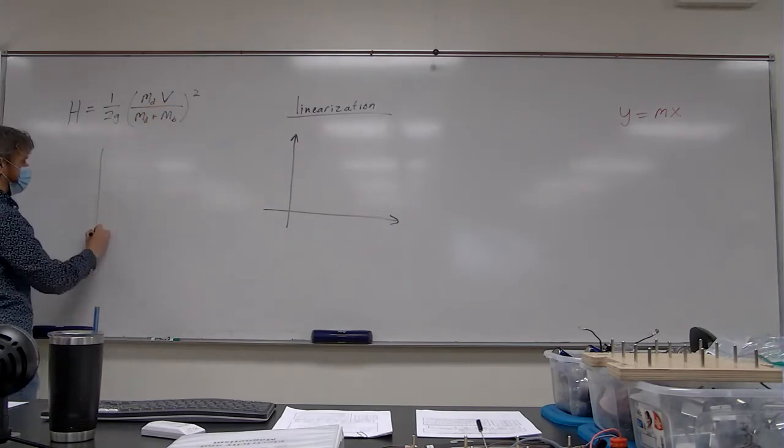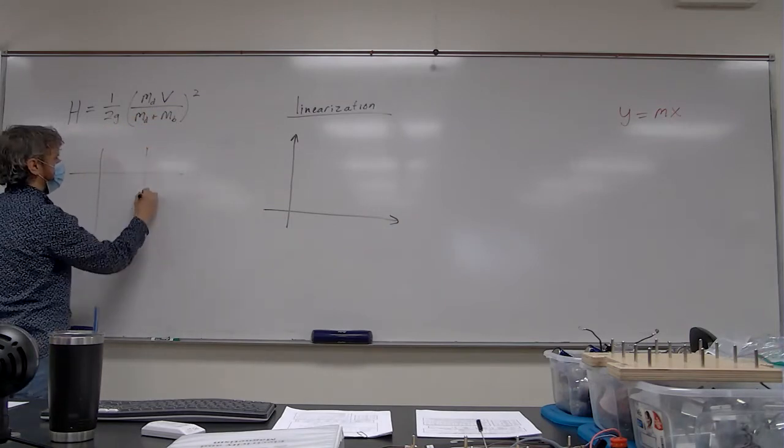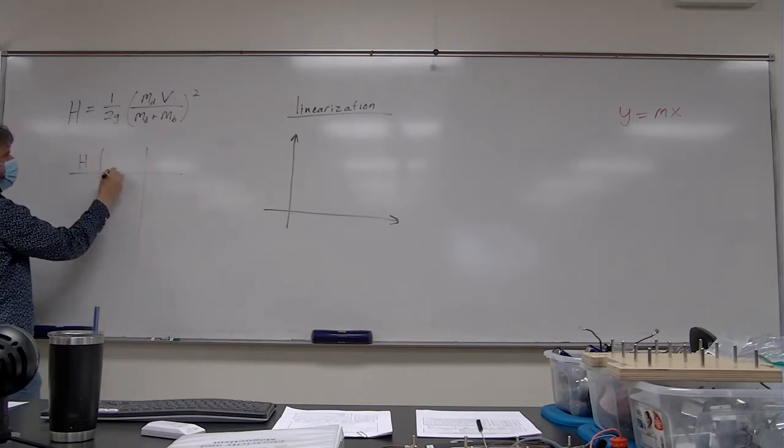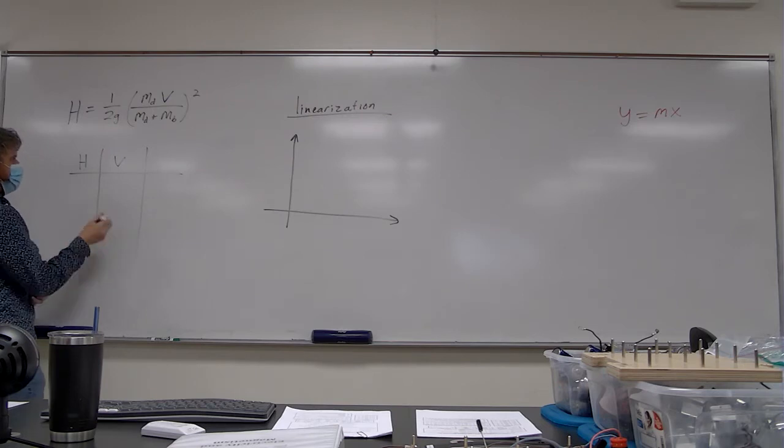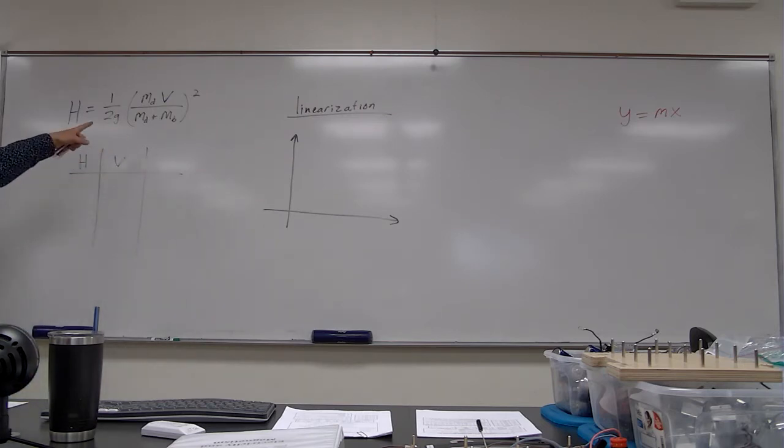If I was to plot h versus v, what kind of equation do I get? Or what kind of graph do I get? If I graph this equation, this. What shape does the graph make? It's quadratic. It's a parabola, right?